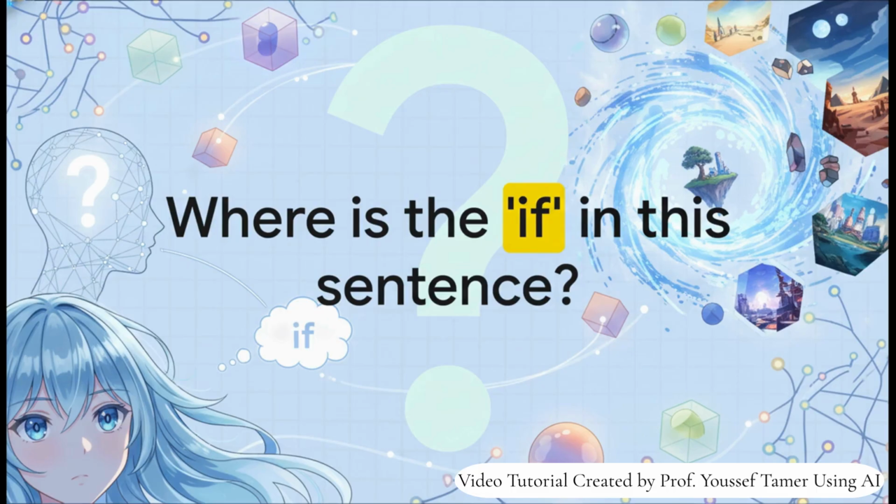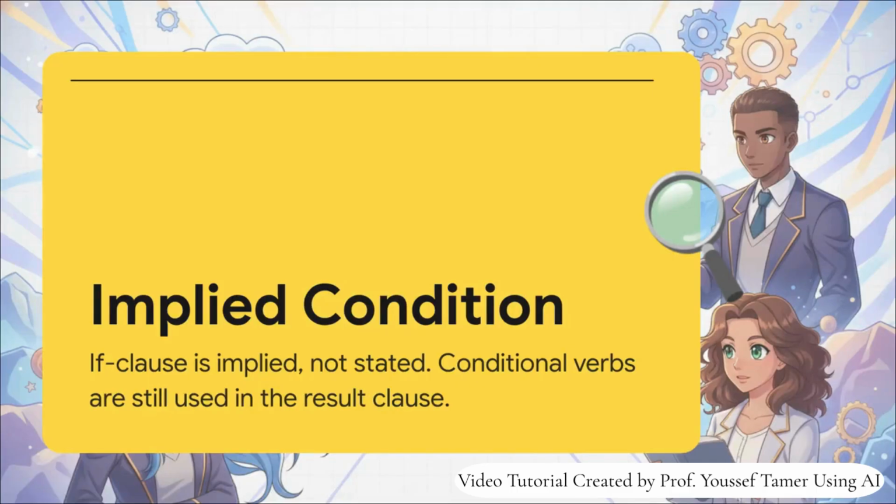I mean, we're always taught that conditional sentences, those alternate reality scenarios, always rely on the word if. Like, if this happens, then that happens. But in this sentence about Janet, the word if is completely missing. Nowhere to be found. And yet, you instinctively understood the condition, right? So, how does that work? Well, the answer lies in this grammatical concept right here, the implied condition. This is our main culprit for the missing if.